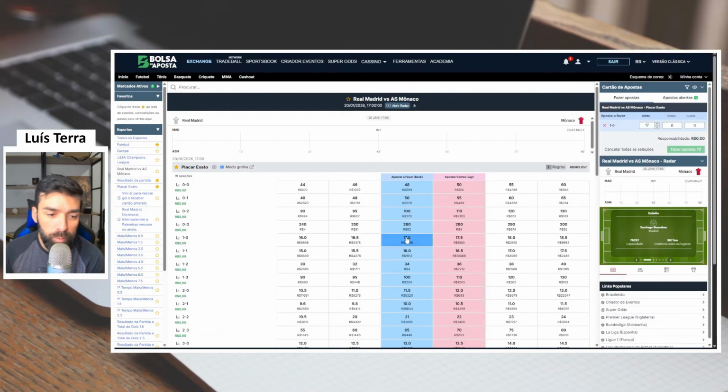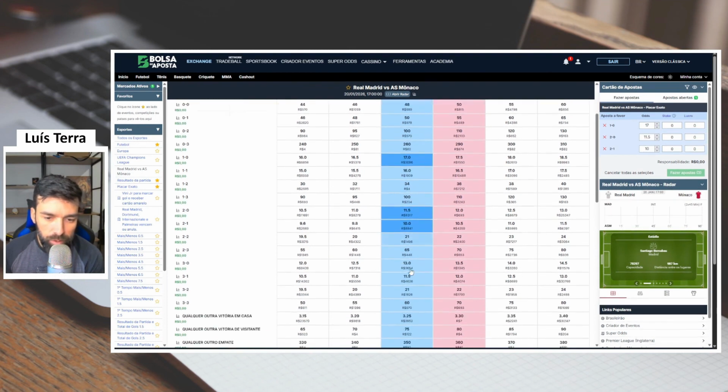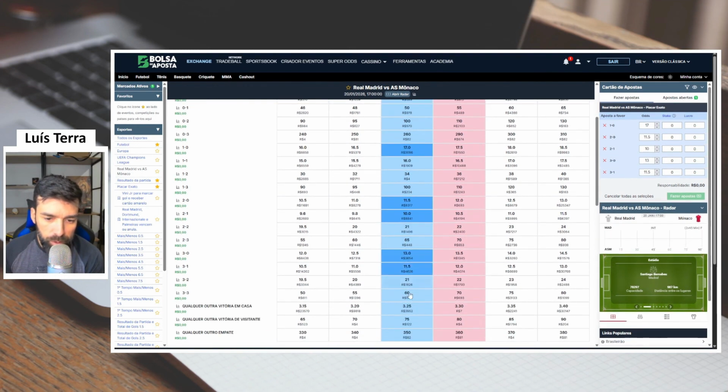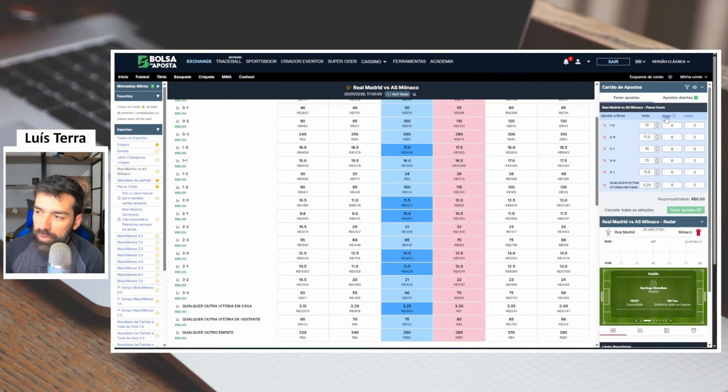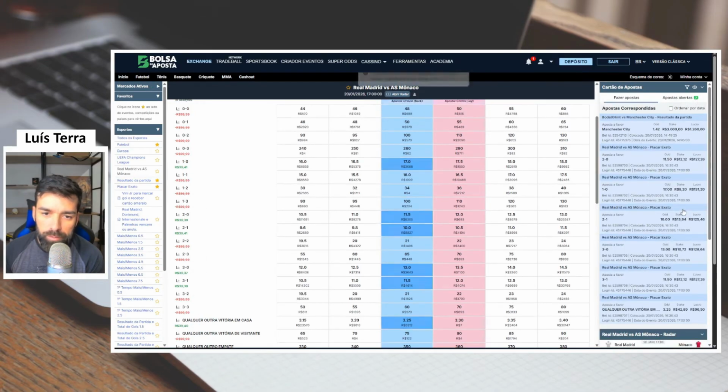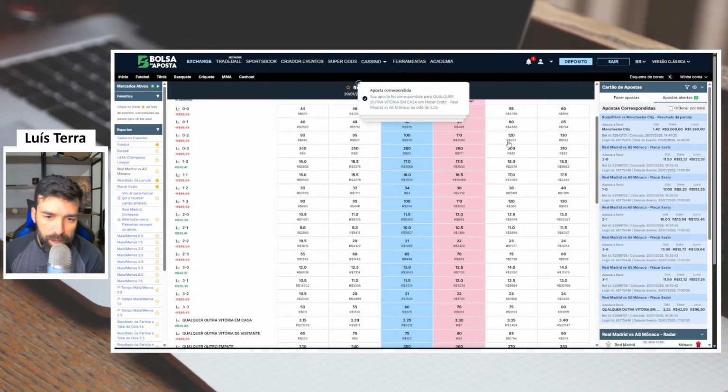So I'm going to do the 1-0. I've covered the 1-0. I'm going to cover the 2-0, the 2-1, the 3-0, the 3-1, and a Real Madrid thrashing. I go over to stake. I click here on stake, and I enter 100, and it already does the Dutching for me. I click calculate and place bets. It placed the bet. Look, it matched perfectly. Awesome. Everything we needed.